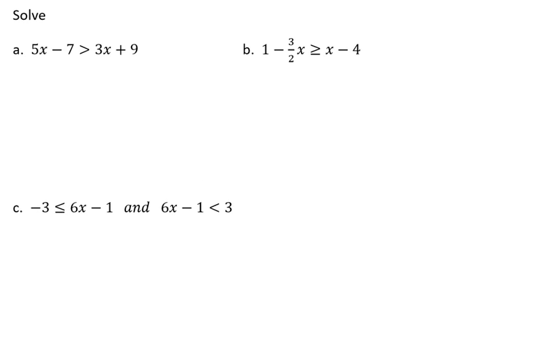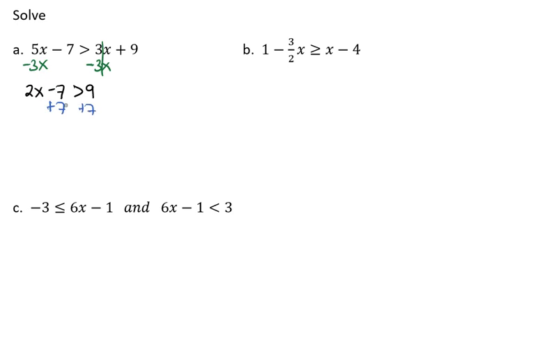In this video, we're going to be solving linear inequalities and double inequalities algebraically. So in this first example, we have 5x minus 7 is greater than 3x plus 9. And so to solve this, we're going to begin by subtracting 3x from both sides, which is going to give us 2x minus 7 is greater than 9.